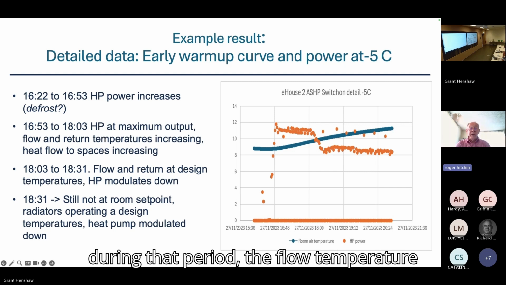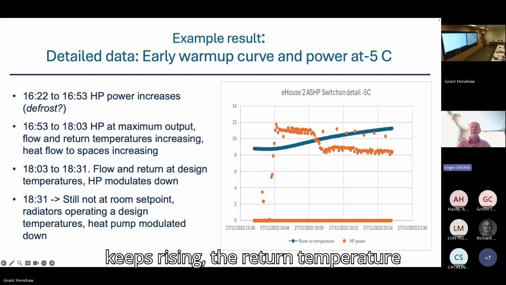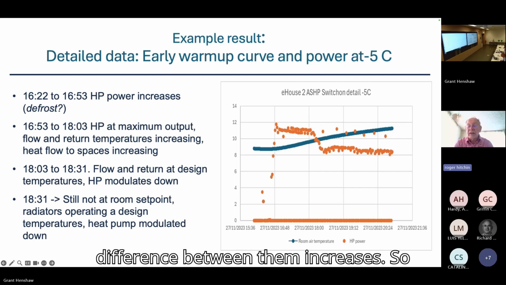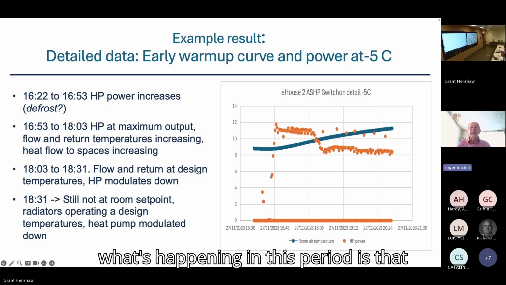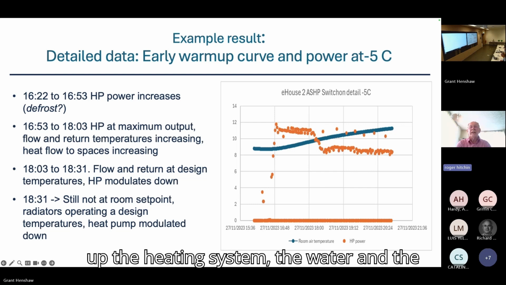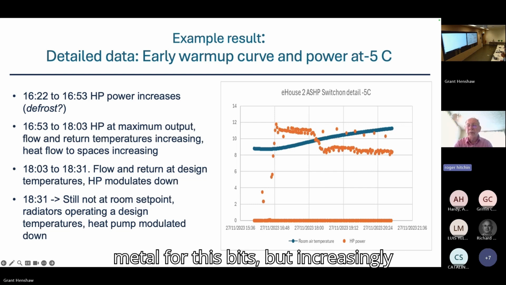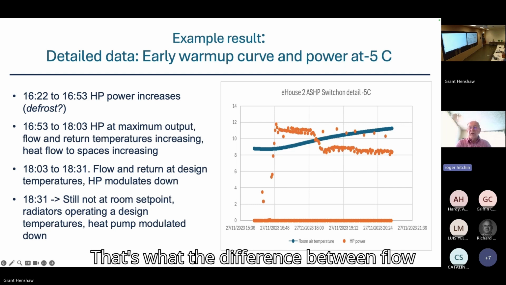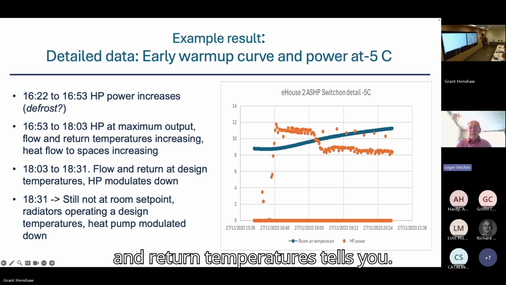And during that period, the flow temperature keeps rising. The return temperature keeps rising, though with a lag, and the difference between them increases. So what's happening in this period is that the heat is partially going into heating up the heating system, the water and the metal, various bits, but increasingly putting heat into the space. That's what the difference between flow and return temperatures tells you.